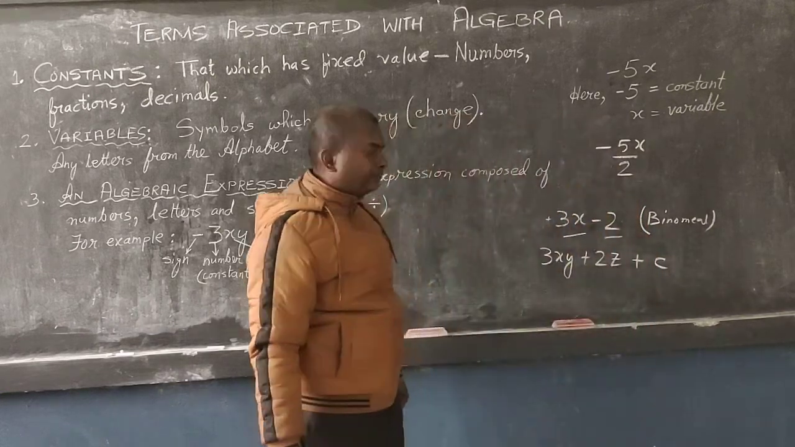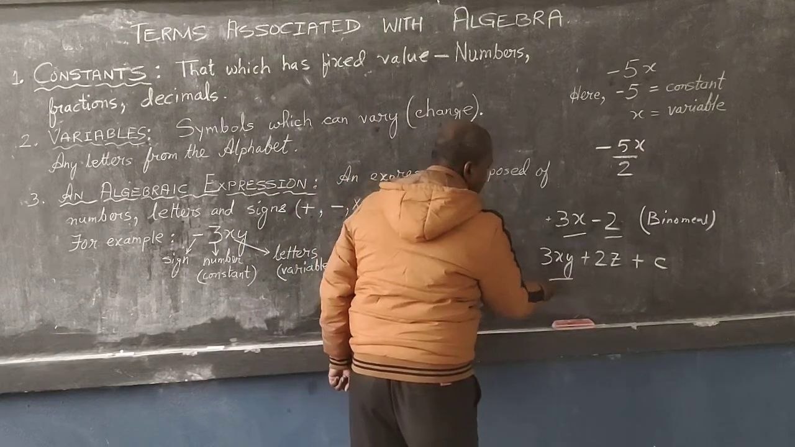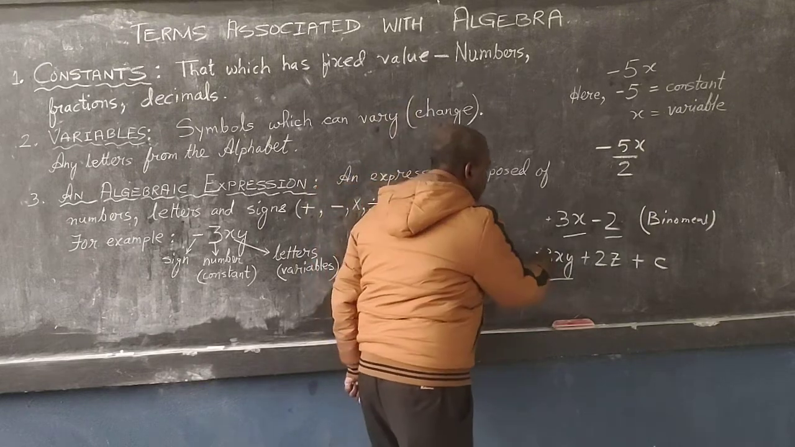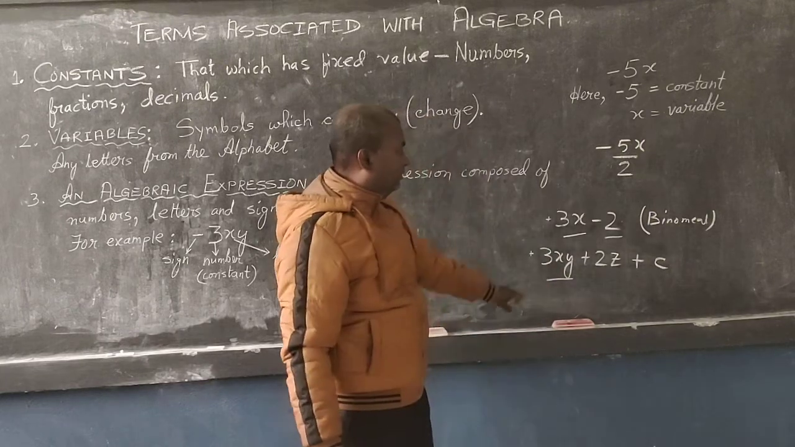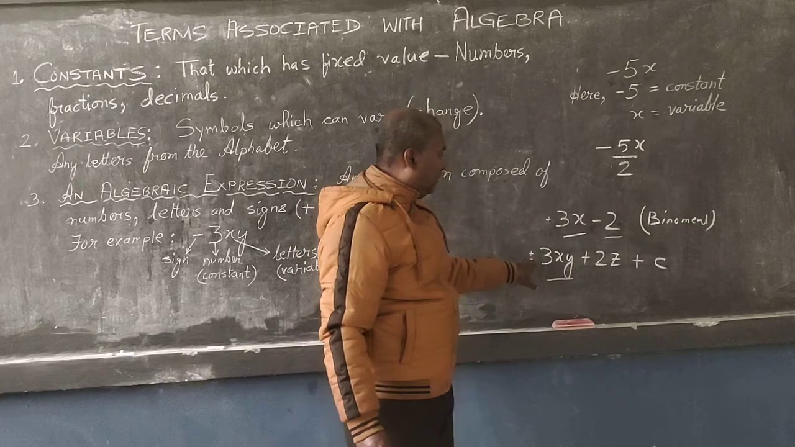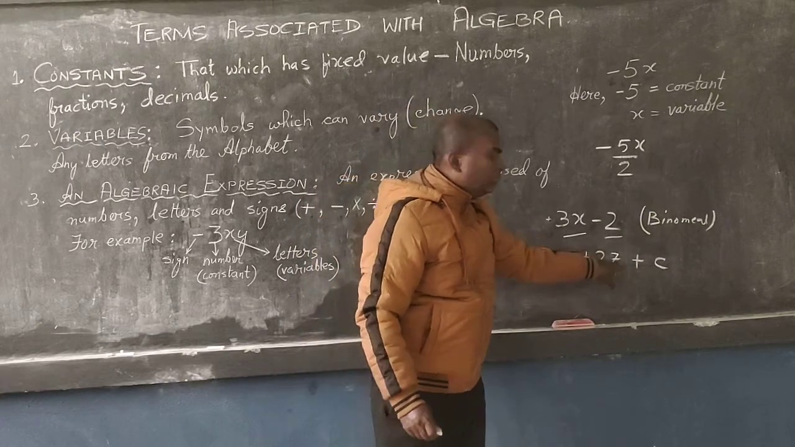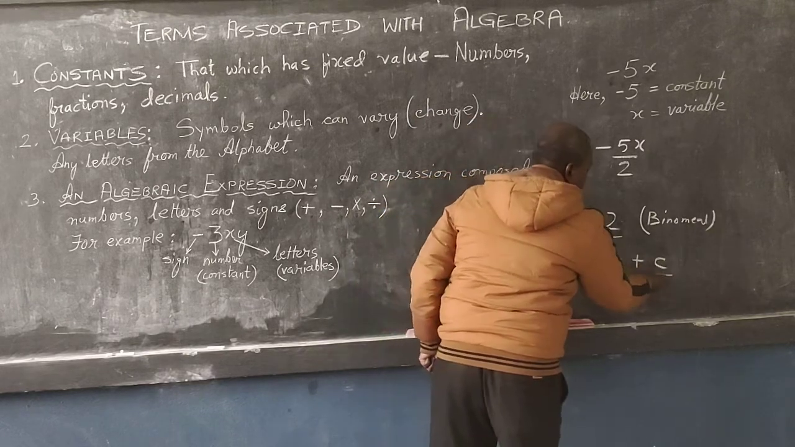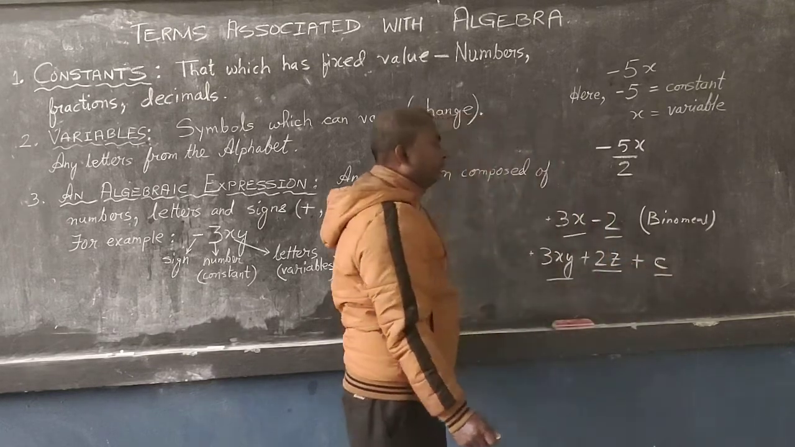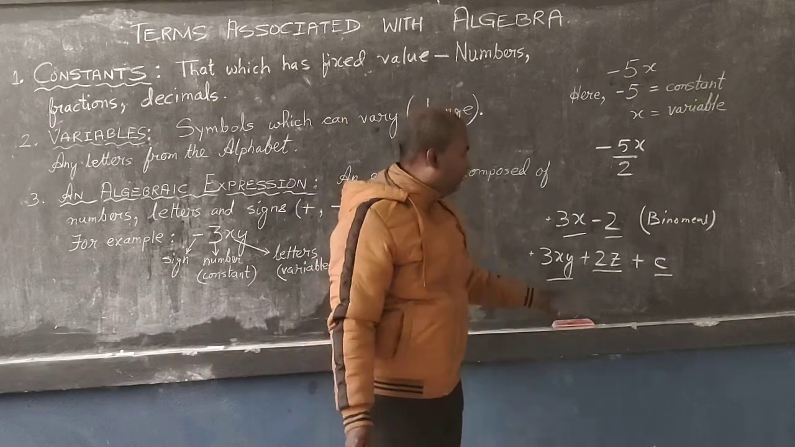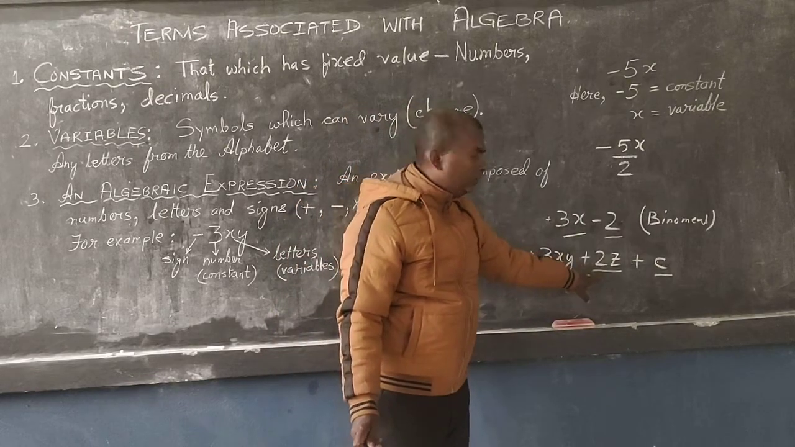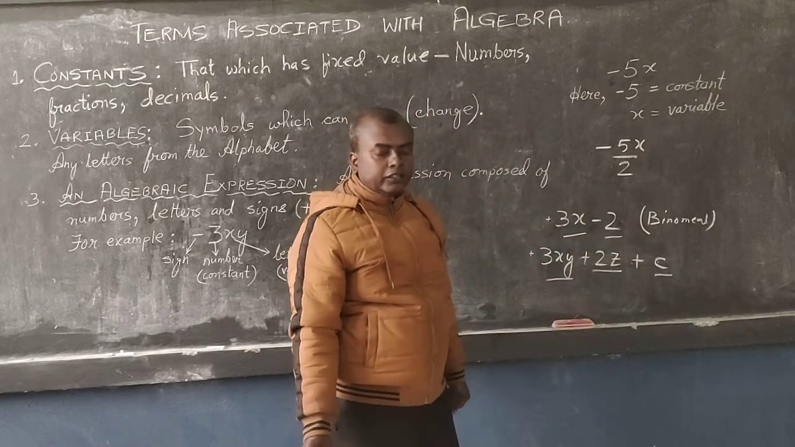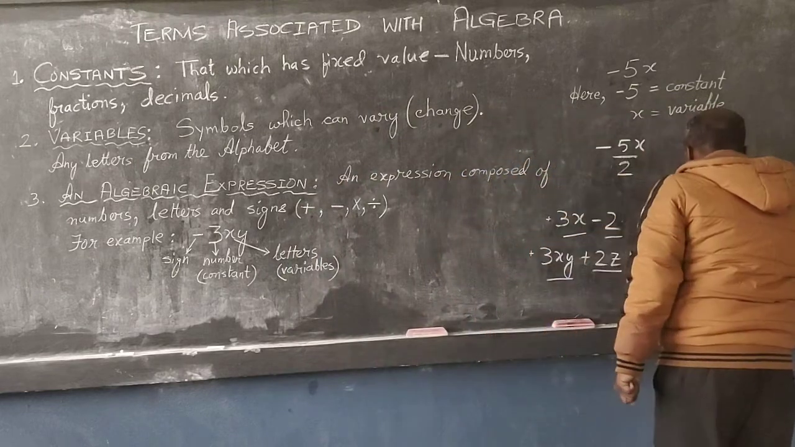Now, notice this one. This is one set of algebraic expression consisting of number, letter, and sign. Remember, no sign means plus sign. So, one set of sign, number, and variable. Another set of sign, number, and variable, and another set of sign and variable. So, like that, we have 1, 2, 3. 3 terms are there. And algebraic expressions having 3 terms are known as trinomials.